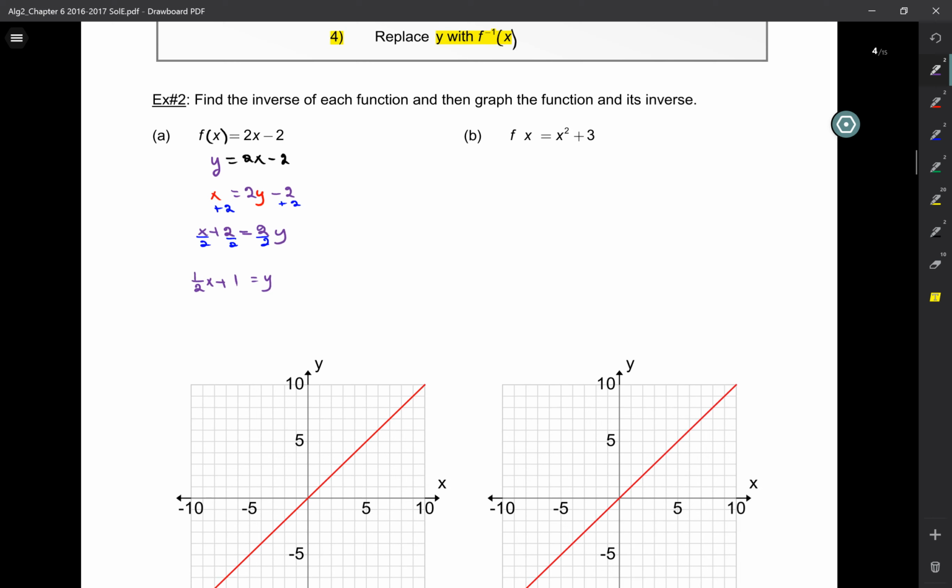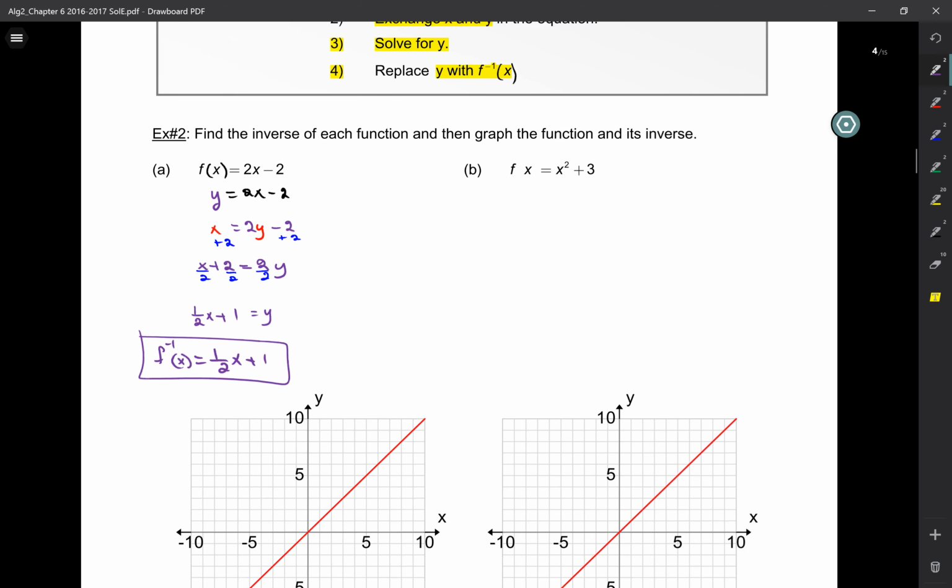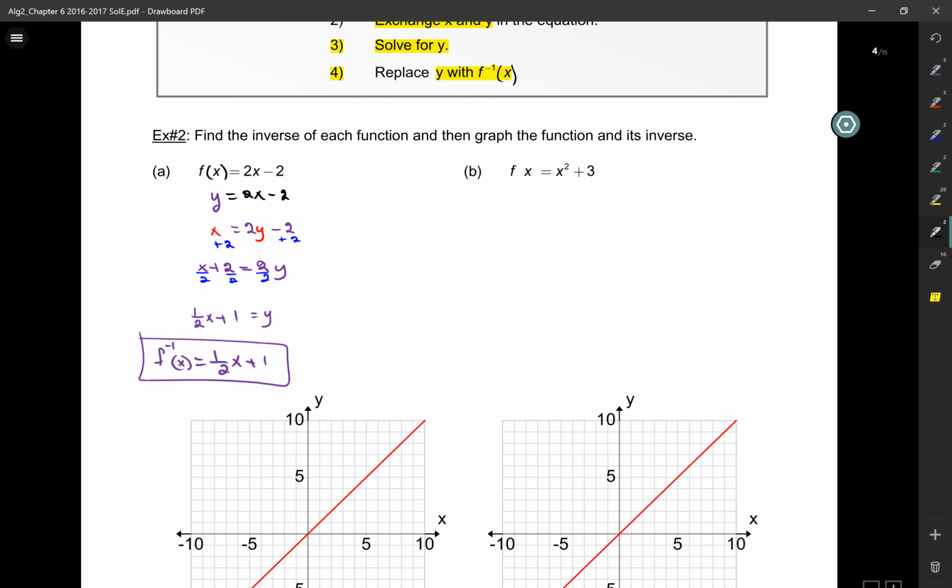What's the next step? Replace y with what? F inverse of x, right? I can't call this y anymore. This has to now be called f inverse of x. So I say f inverse of x is equal to half x plus 1. Okay? Should we do another one? Yeah. Yay!